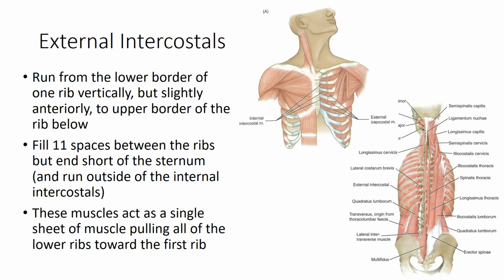Putting the ribs and the external intercostals together, you can think of this as basically a big sheet of muscle that pulls on the lower ribs originating from the first rib.